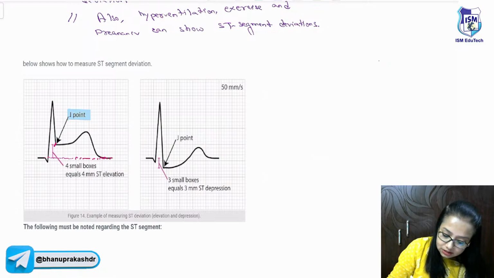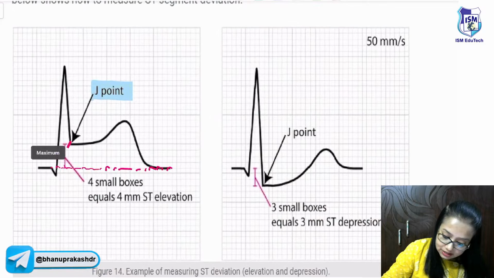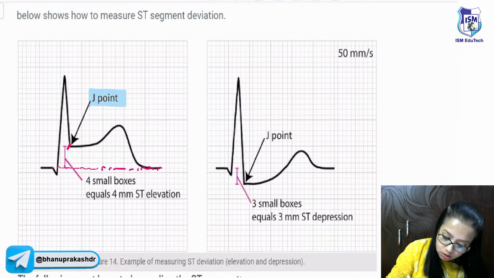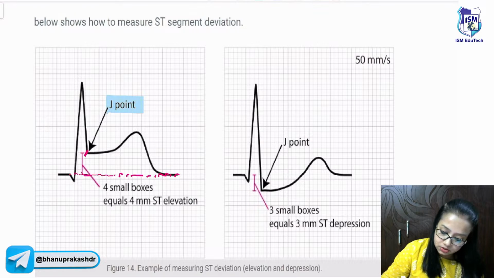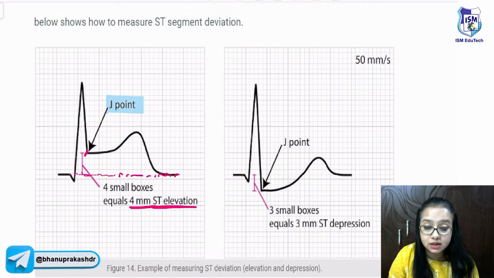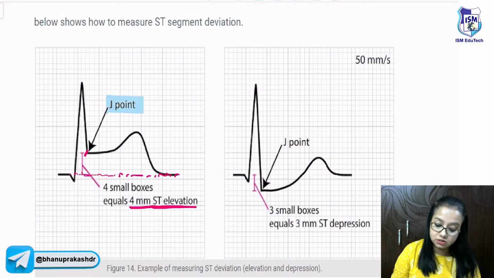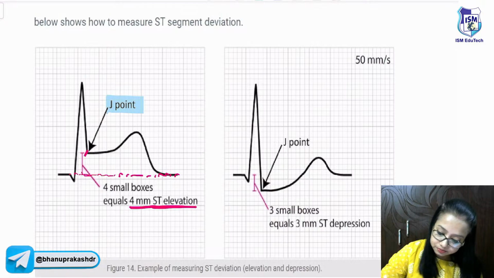So here the J point is elevated. See here the J point is elevated, as enlarged and shown very clearly. It is elevated from the isoelectric line by 4 small boxes. Now 4 small boxes equal 4 mm of ST segment elevation, which is more than 0.5 mm of elevation. So this is a clinical condition.